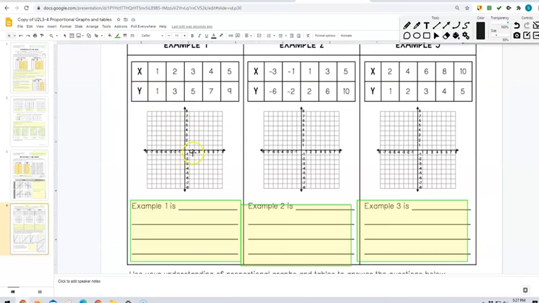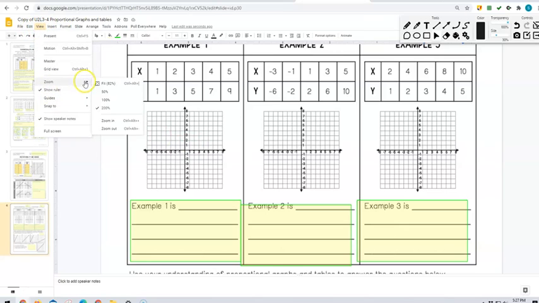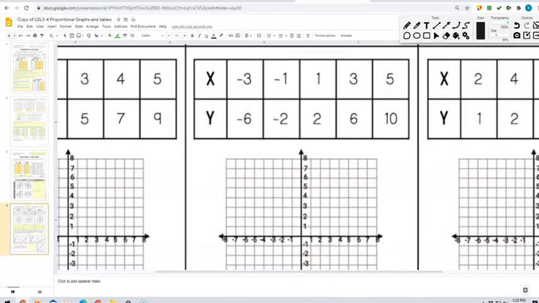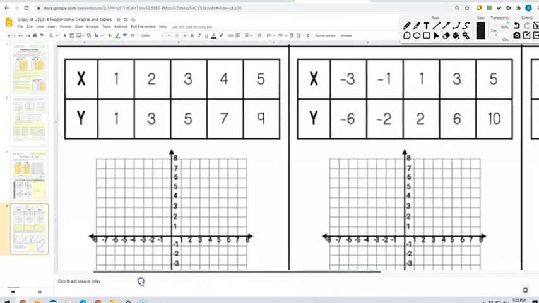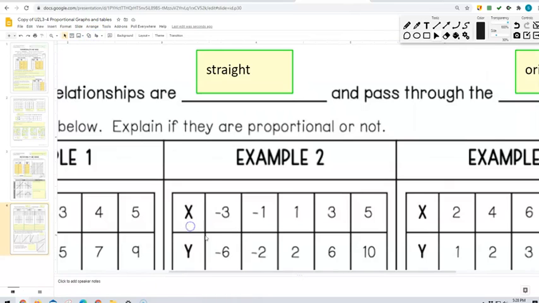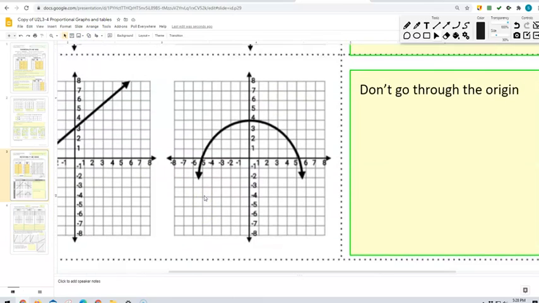And we're going to do 1, 1. So we're going to go over 1, up 1. Now I'm actually going to zoom in a little bit more. View, zoom. And then move over here. So we get 1, 1. Why did that happen?